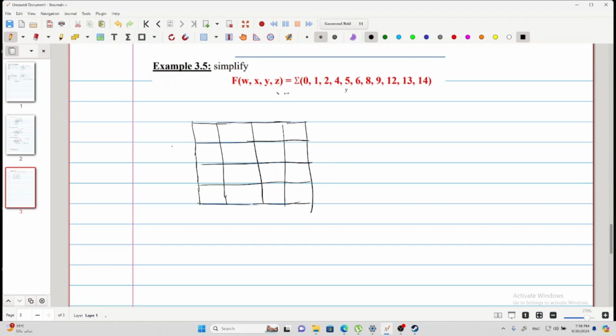Again. Now here we have to choose 2 variables rather than 1. So we choose W and X, and then here we choose Y and Z. Then the first one is here. It is exactly the same: 0, 0, then 0, 1, then 1, 1, then 1, 0. And here it is exactly the same again: 0, 0, then 0, 1, then 1, 1, then 1, 0.